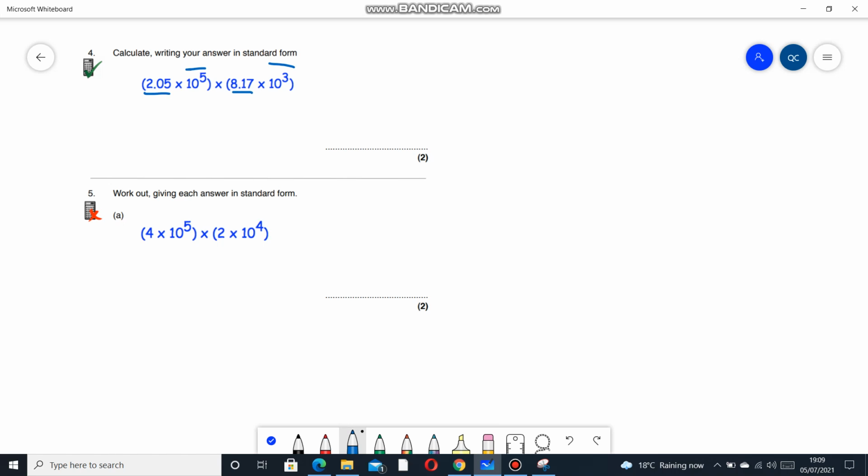So 2.05 times 8.17. When I multiply, use your calculator, you will get 16.7485. Okay, and I will deal with the index form. 5 add 3, because we use the index law from my previous video. So 5 plus 3 is 8.